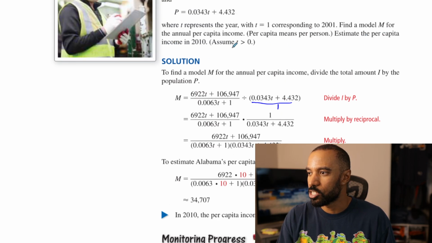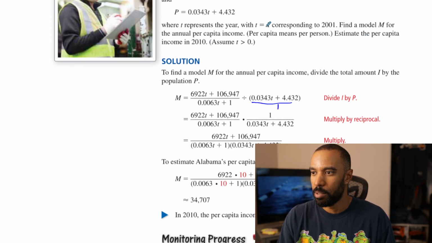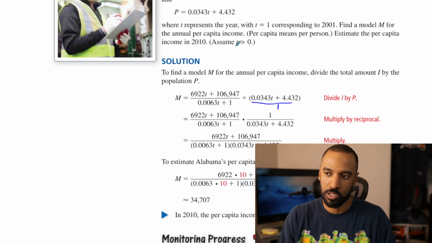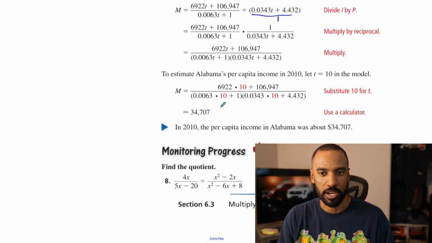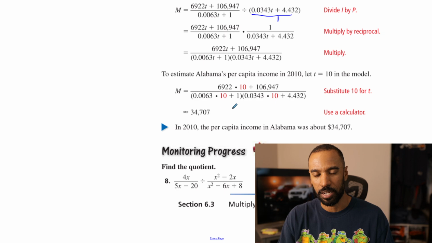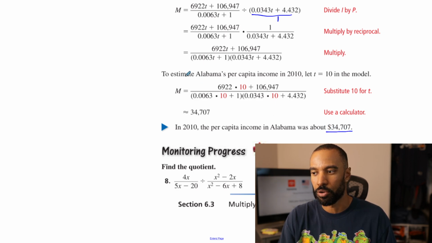They said estimate the per capita income in 2010 because T equals 1 corresponds to 2001. So 2010 is 10 years later. So we do a substitution. Nothing really simplified, but 34,707 is the approximation. That's the per capita income in Alabama, $34,707.